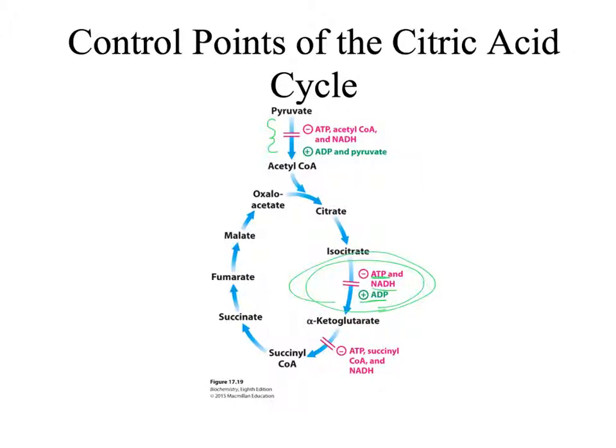Then the second control point of the citric acid cycle is going to be at this alpha-ketoglutarate dehydrogenase enzyme step, where here we see that ATP, succinyl-CoA, and NADH will all inhibit this enzyme from functioning. So when the cell has enough ATP, the rate of the citric acid cycle is going to be reduced. We don't want to use the cycle if we don't need to.